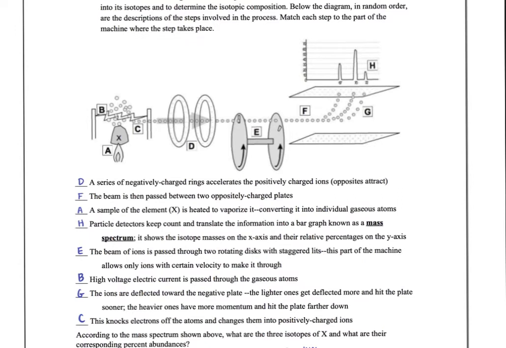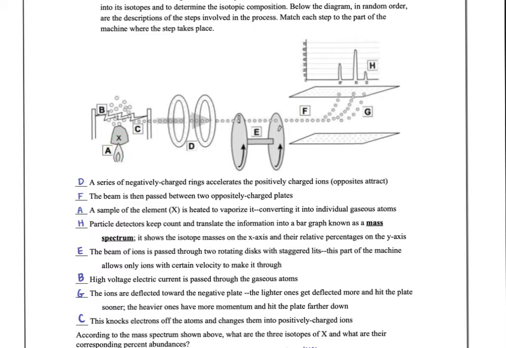So the first thing that happens at letter A is a sample of the element is heated to vaporize it. So this is an element with all of the isotopes part of it. It's heated to vaporize it, converting it into individual gaseous atoms. So I'm heating up this sample X right here.